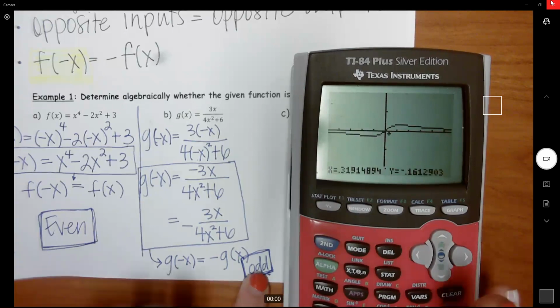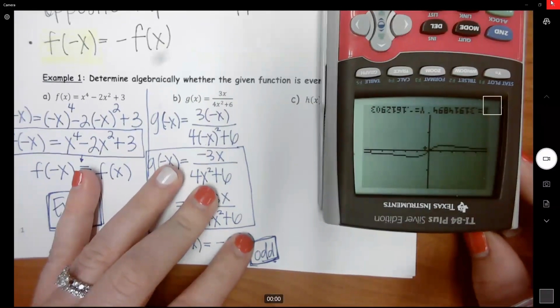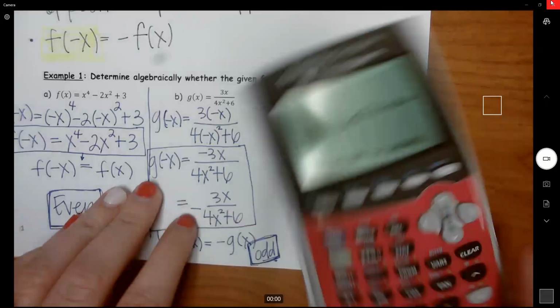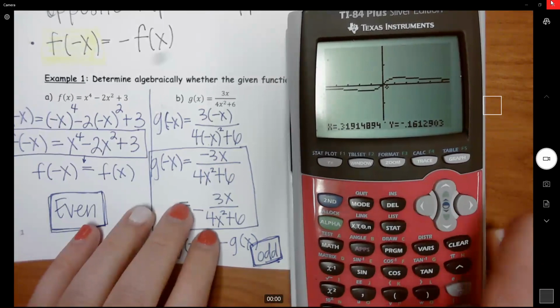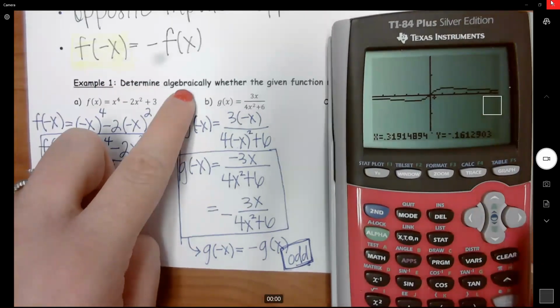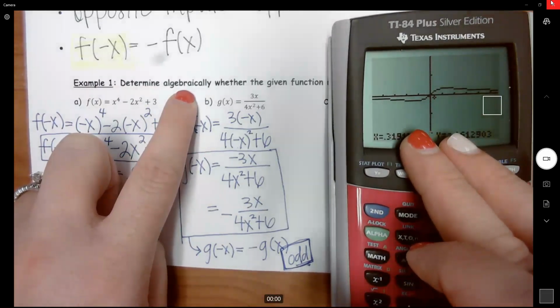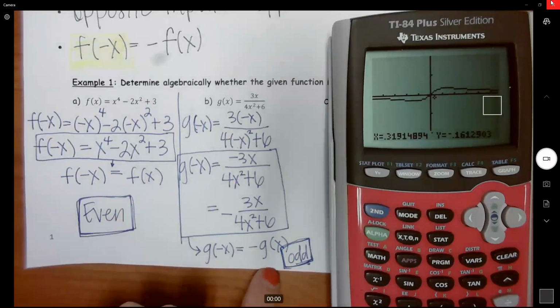We said that it's odd, and odd functions have origin symmetry. So if I take this graph and I rotate it, do I get origin symmetry? Yes. This graph is the same as this graph. So I know I did this right. Use the graph to your advantage and check your work. But again, I've got to see your work to determine algebraically. But once you do the algebra, you can use the graph to help you determine whether it's even, odd, whether you get the same thing or the negative version.